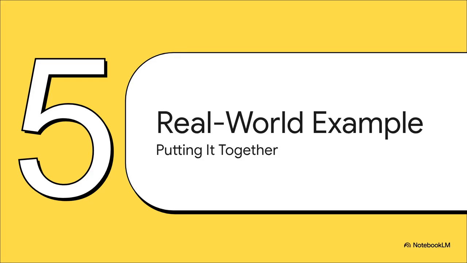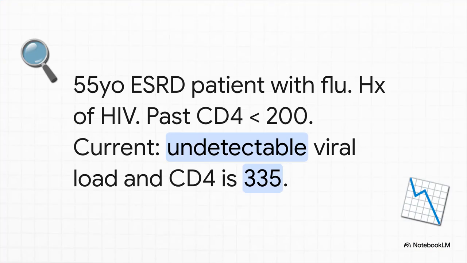Let's bring it all together in Section 5, a real-world coding example. Time to put on our detective hats. Here's the scenario. We have a 55-year-old patient with end-stage renal disease who comes to the hospital because they've got the flu. The patient has a past medical history of HIV disease and is currently taking antiretrovirals. Digging into their history, we see they previously had a CD4 count of less than 200. However, the provider's current diagnostic statement lists HIV disease on ARVs, CD4 is 335, and viral load is undetectable.